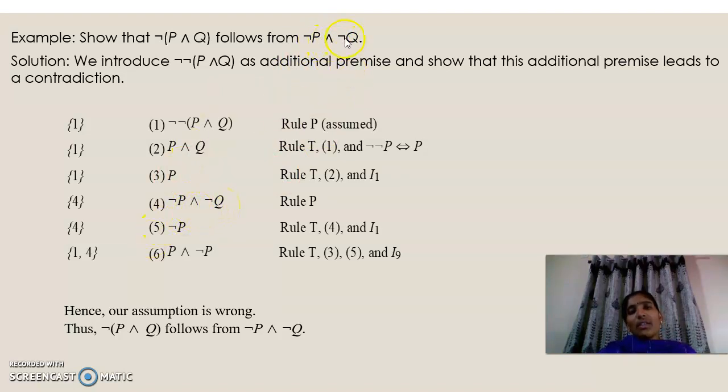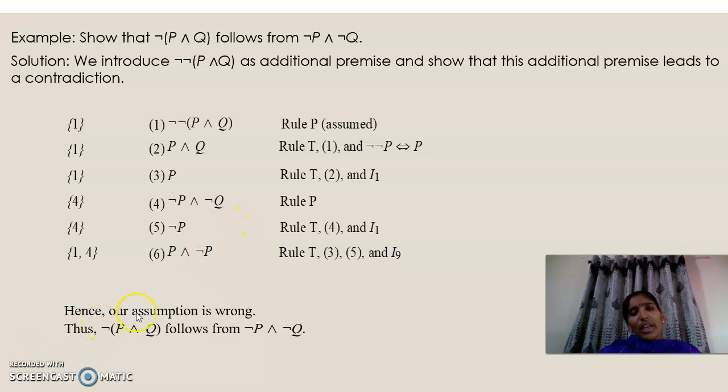The next premise is negation P and negation Q. So this is in the form of P and Q. So by using rule I1 we write down negation P. So we get P and negation P as a conclusion. Is P and negation P inconsistent or not? Yes, inconsistent. P and negation P is inconsistent. So negation of P and Q does not logically follow from negation P and negation Q? Why does it not follow? It shows the contradiction or inconsistency.